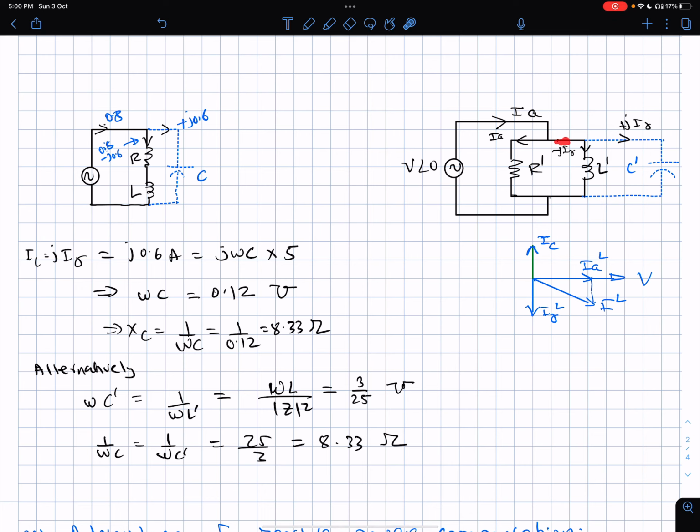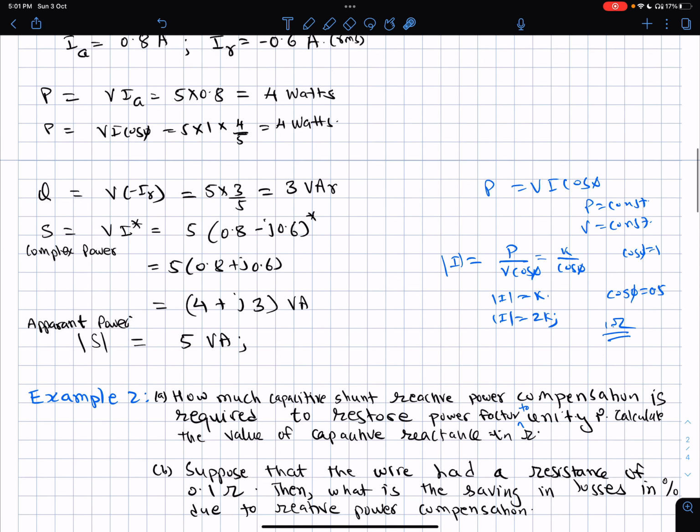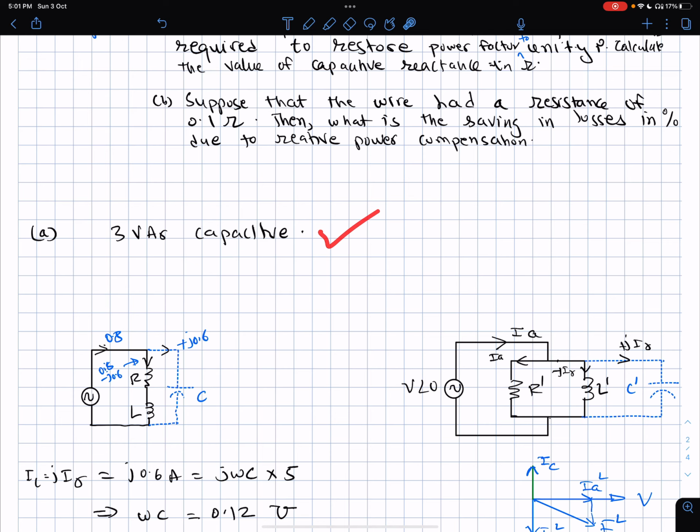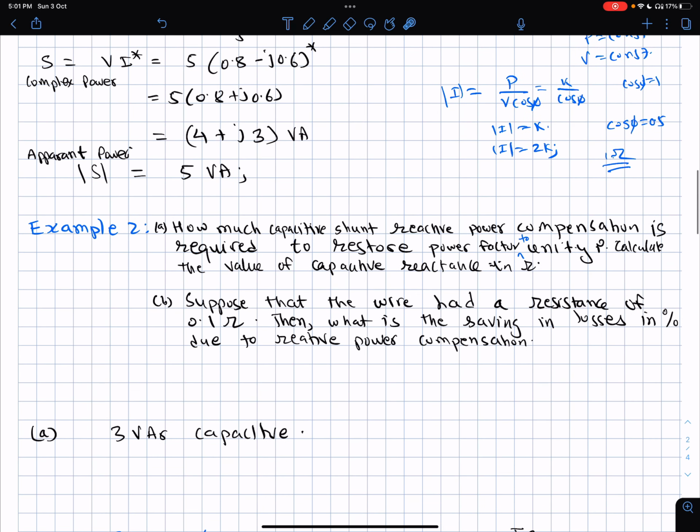When we do that, see this V into minus IR is the VARs, the reactive power consumed by the load. So equal and opposite reactive power will be created here. So the capacitor will act as if like a source and cancel this reactive power. So therefore, if we had in this case 3 volt ampere reactive power component which was inductive in nature, if we just give a shunt capacitive 3 volt amperes capacitive, then the power factor will be restored to unity. So that is the first part of the question.